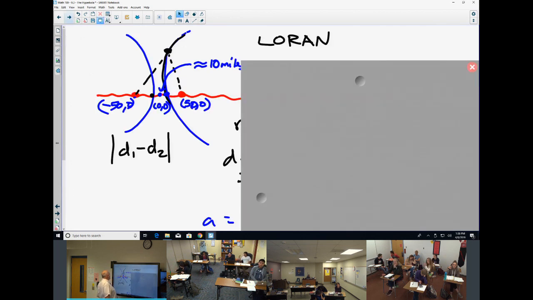So this is kind of how it works. So suppose that this is a ship at sea. And so LORAN, that's the long range navigation. So what the ship does is it sends out a pulse. And when this method was first initiated, the pulse back would be a sound. Okay? And then later it was upgraded to be like a laser device.